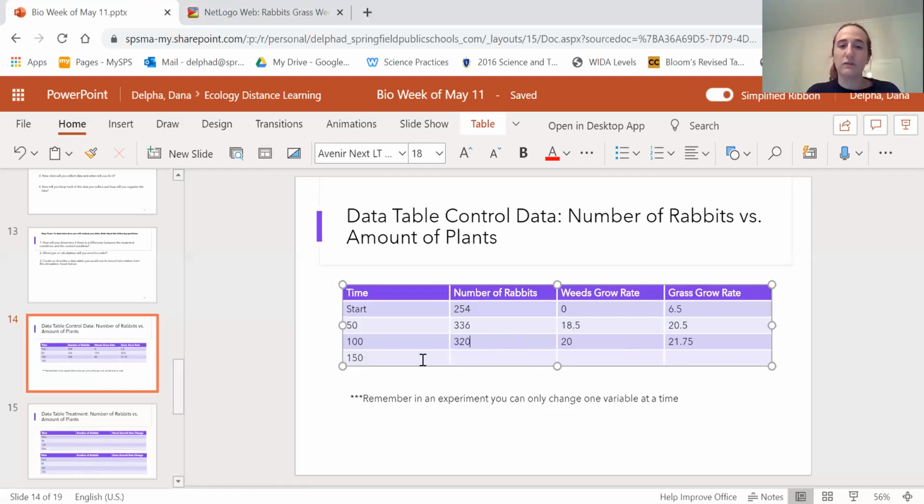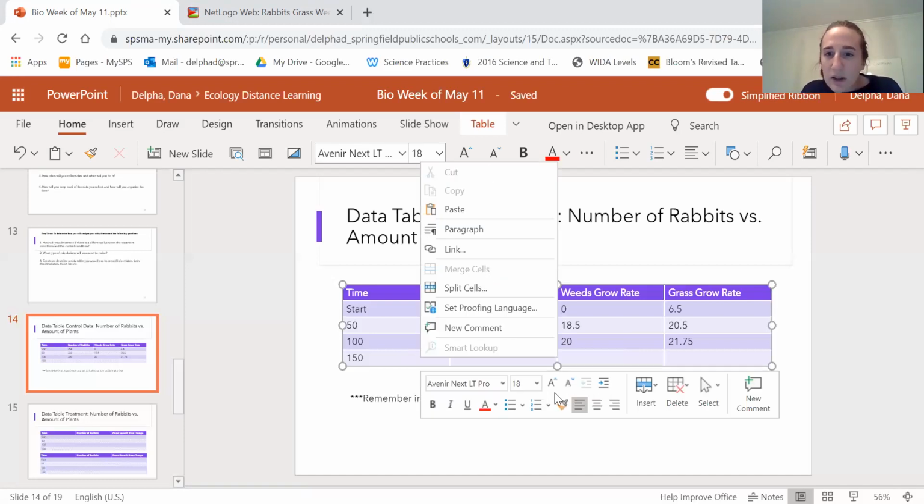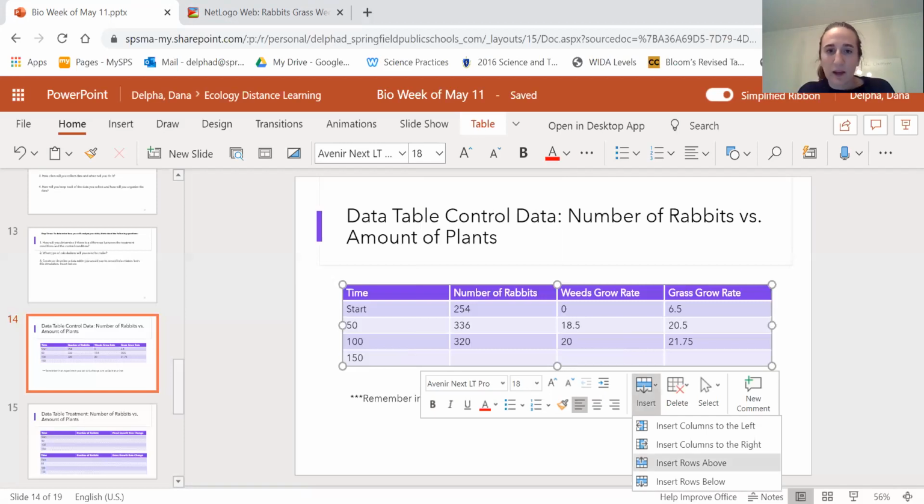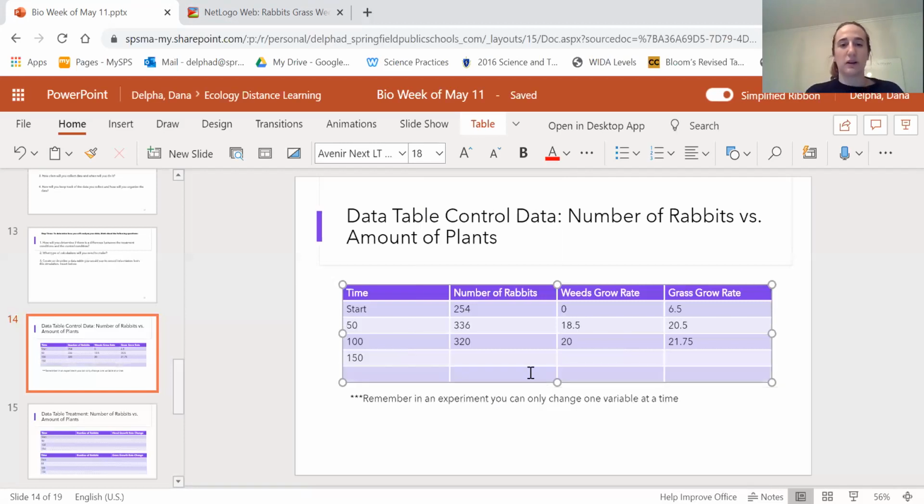All right, so you're going to count for 150. I'm actually going to insert a row below. And you're going to put your averages here once you calculate them. So the average amount of rabbits, the average amount of weeds, the average amount of grass.